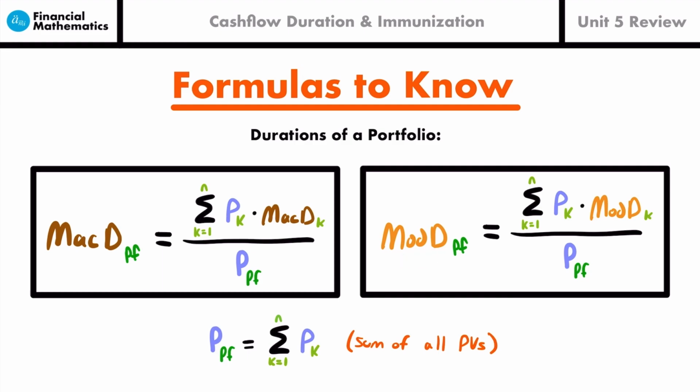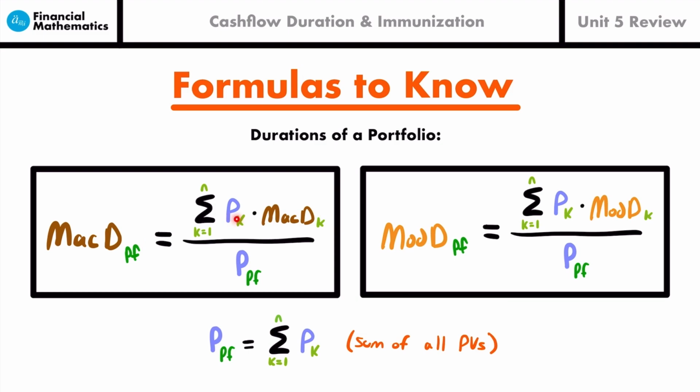And the way you go about it is by taking the sum of the present value of each asset and multiplying it by their respective Macaulay duration. So if you have 3 assets, you would take the price of asset 1, multiply it by the Macaulay duration of asset 1, then add that to the price or present value of asset 2, multiplied by the Macaulay duration of asset 2, and then you do the same thing for the third asset. You take its present value, multiply it by its Macaulay duration, add that to your previous 2 terms. That's what's in the numerator here.